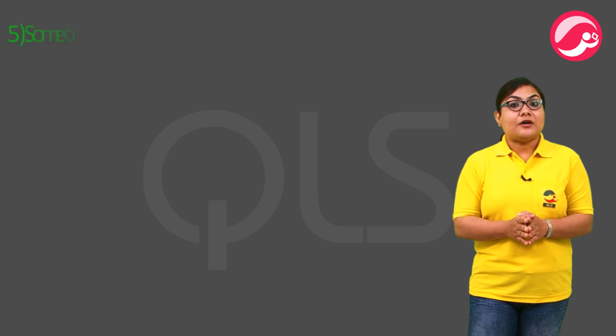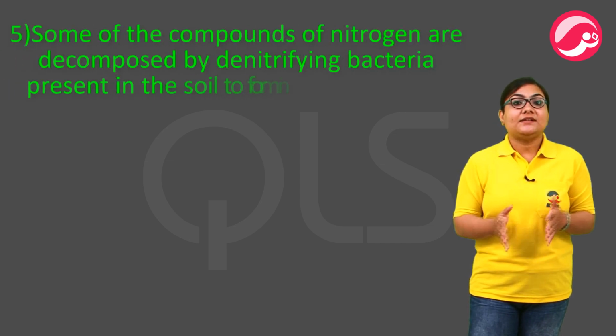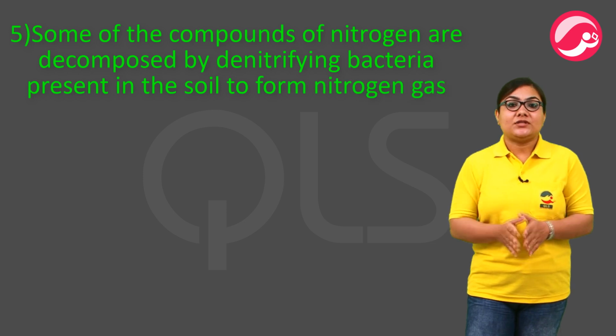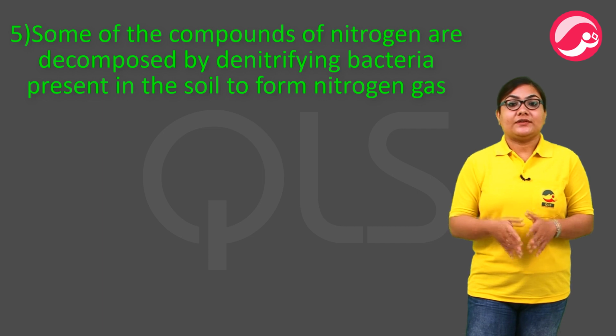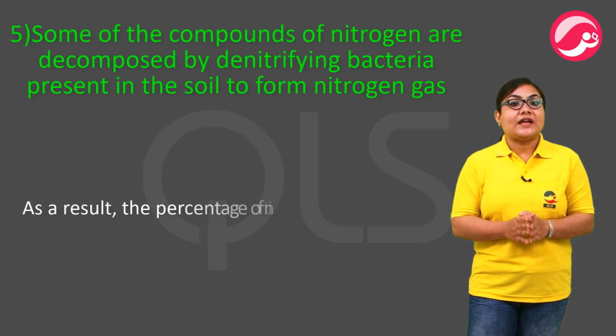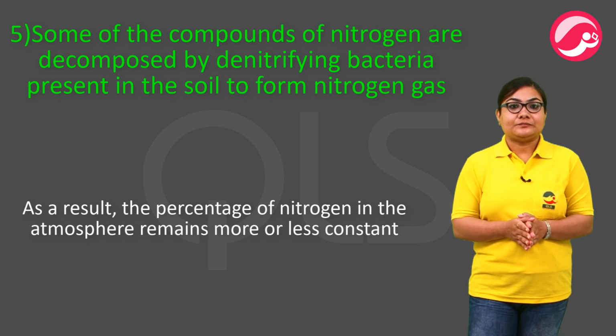Fifth, some of the compounds of the nitrogen are decomposed by denitrifying bacteria present in the soil to form nitrogen gas. The nitrogen gas then goes back into the atmosphere. As a result, the percentage of nitrogen in the atmosphere remains more or less constant.